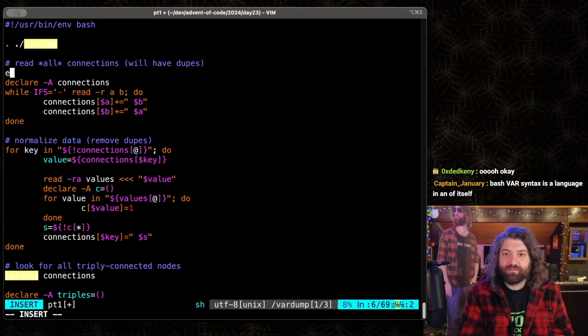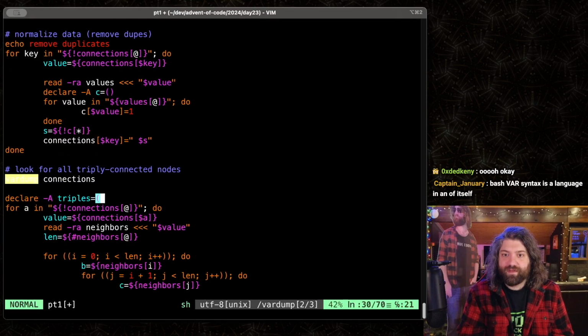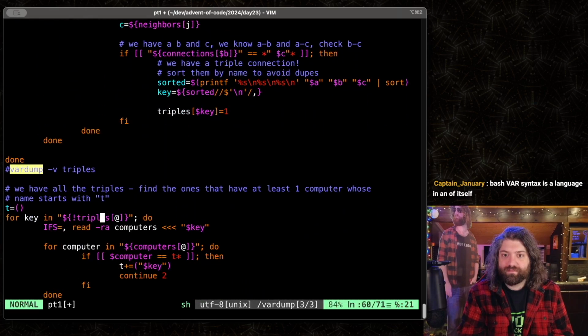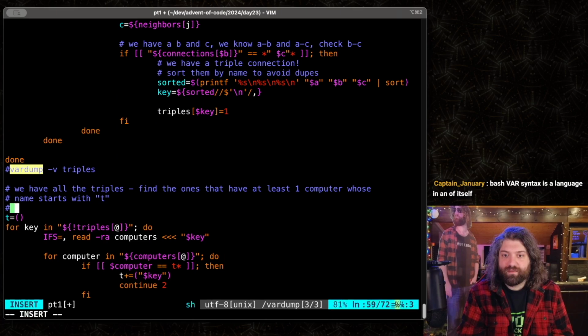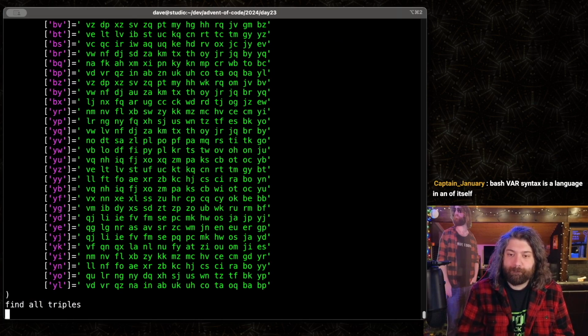Echo read all connections. Echo remove duplicates. Echo find all triples. Echo find all triples starting with T. Okay, so it looks like it's the logic to find all triples that might take a little bit of time.